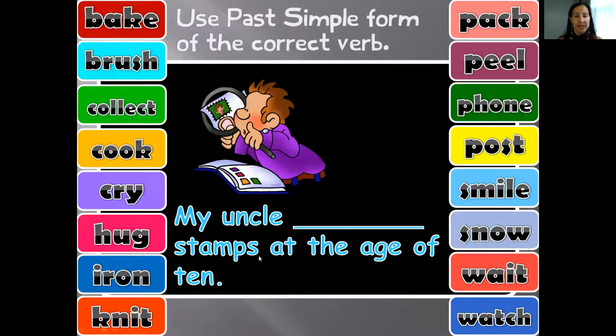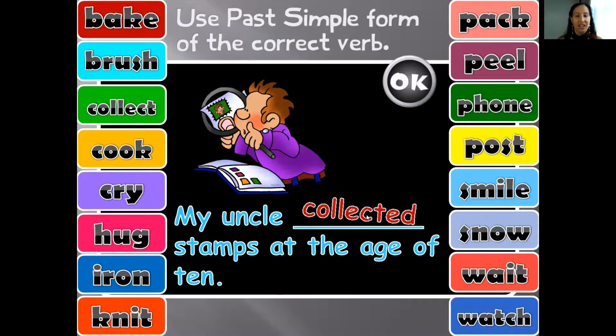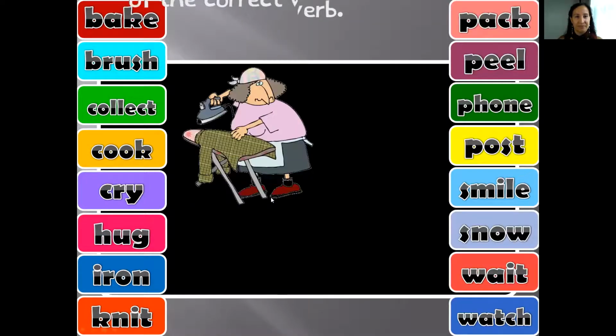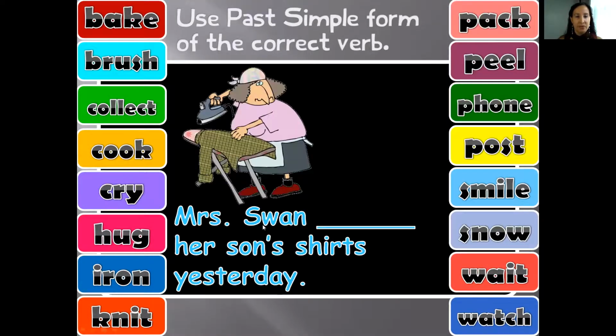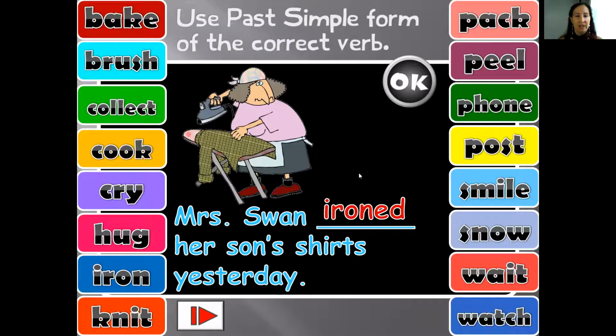My uncle blanks stamps at the age of 10. What do you think he's doing? If he's been doing it since the age of 10, what do you think he's doing? Collect turns into collected. Let's repeat. Collected. Mrs. Swan blanked her son's shirts yesterday. What is she doing? Iron turns into ironed. Let's repeat. Ironed.